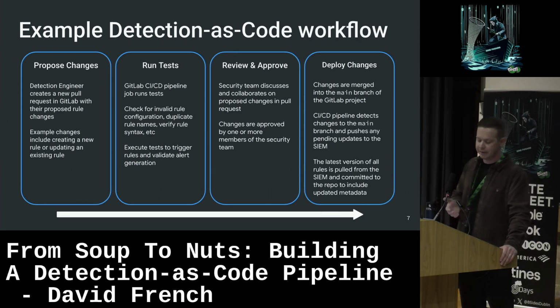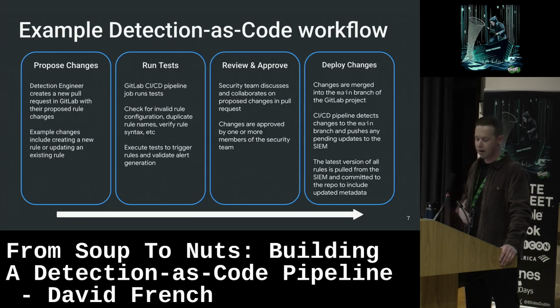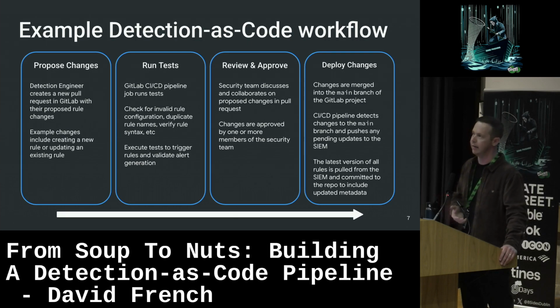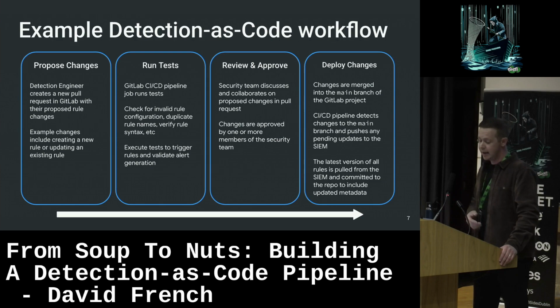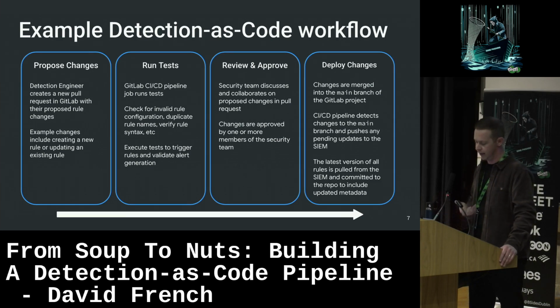But yeah, starting on the left, we've got a detection engineer who wants to make a change to detection rules. Maybe they want to create a new one or update an existing one. So what they'll do is they'll create a new branch in the GitLab project and stage their changes in a pull request, right? So they might create a new rule and kind of stage those changes.